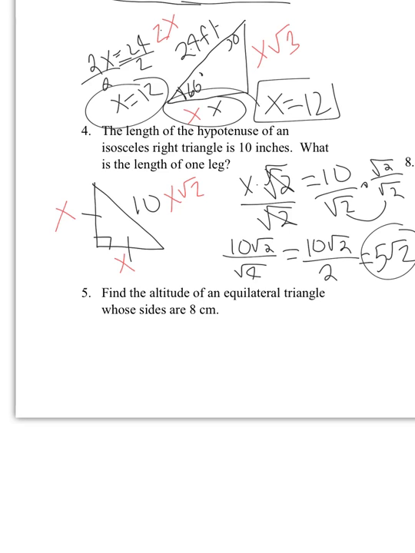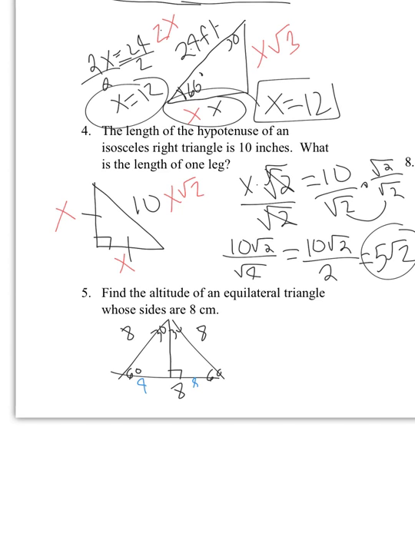Last problem, find the altitude of an equilateral triangle whose sides are 8 centimeters. So you have an equilateral triangle as best you can: 8, 8, 8. Altitude, the line that goes from the angle straight down at 90 degrees. You've cut this into two little triangles, and because it was equilateral, it was a 60-degree angle in every corner. You have created two 30, 60, 90s because you cut this in half up here.